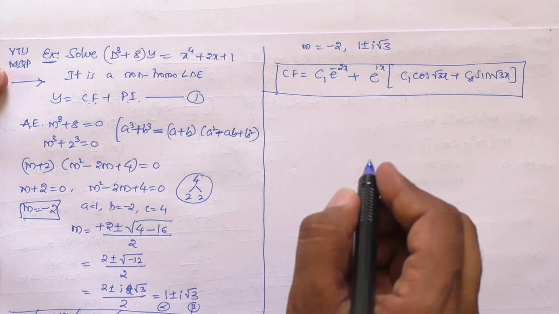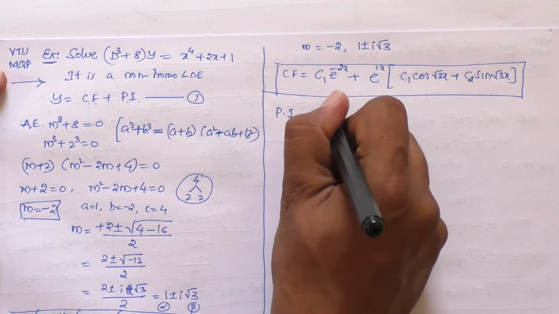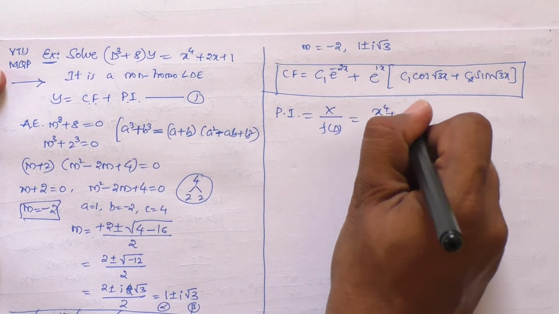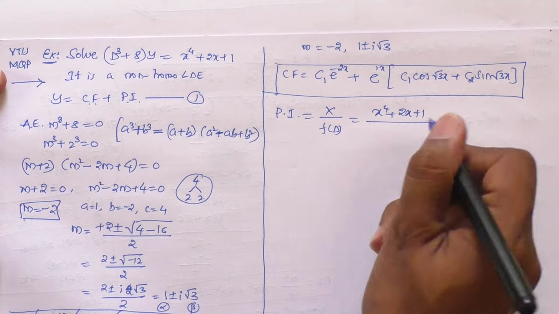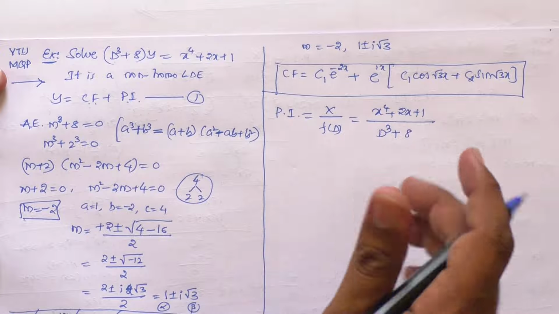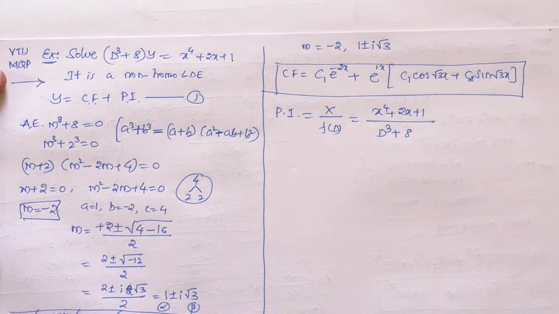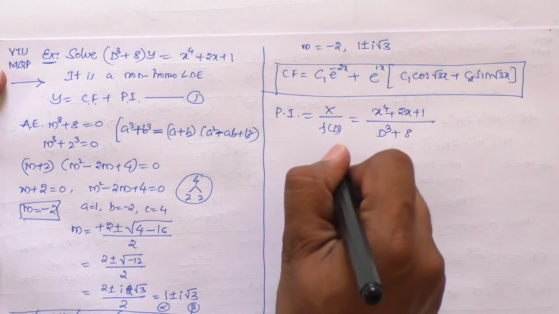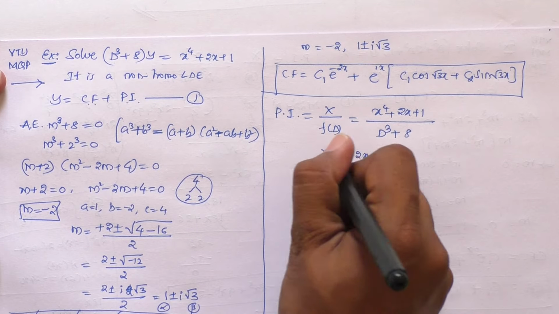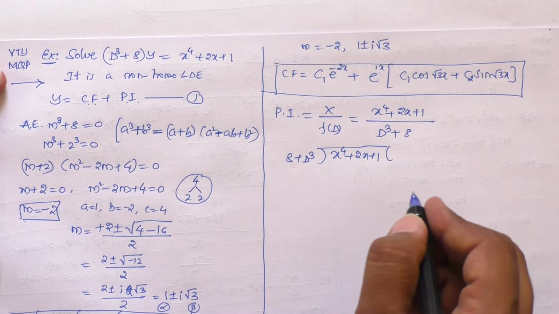Now let us find PI. In this case PI equals x term divided by D term. So x term is x raised to 4 plus 2x plus 1, divided by the D term, D cube plus 8. This is a polynomial in x divided by a D term, and a polynomial in x can be solved by the normal division method. So x raised to 4 plus 2x plus 1 divided by 8 plus D cube. So let us divide.